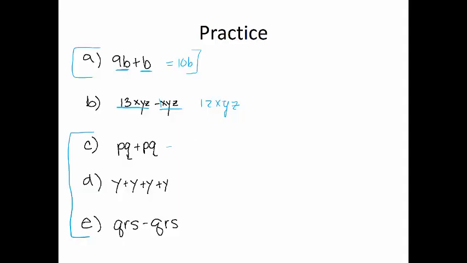Alright, so for C, PQ plus PQ equals 2PQ. This would be 4Ys, and this is going to be 0.